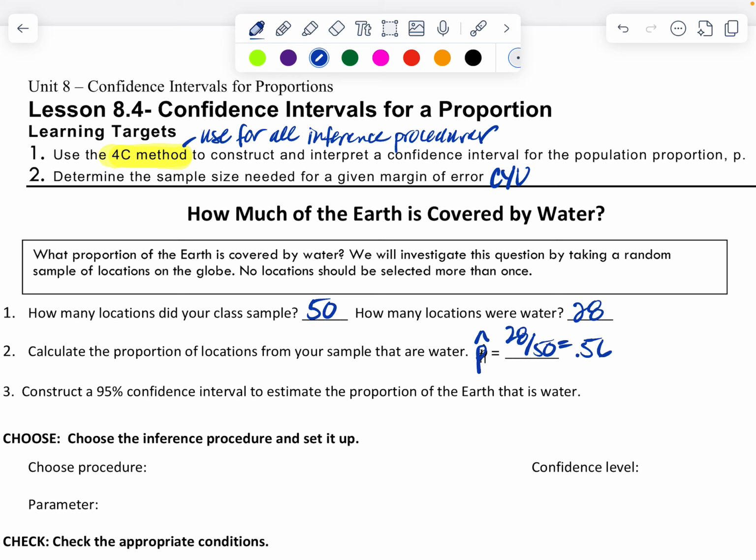This asks us then to construct a 95% confidence interval, so they're telling us the percent confidence we want, and we're using it to estimate the proportion of earth that is water. That's giving us our context. This is our context, and that is going to be our parameter of interest. The thing we're interested in.